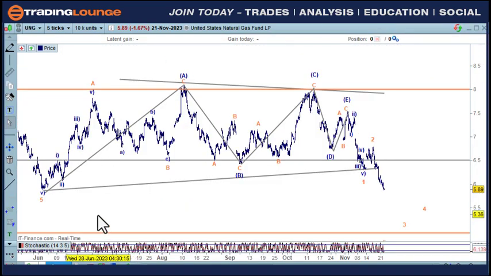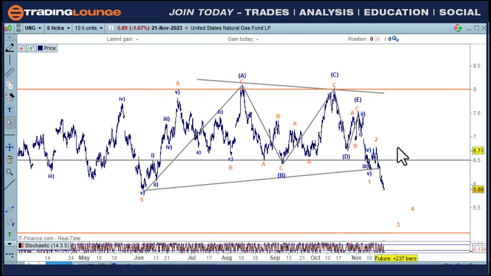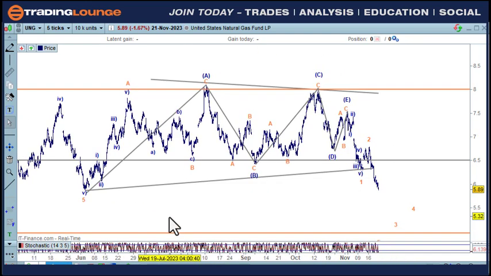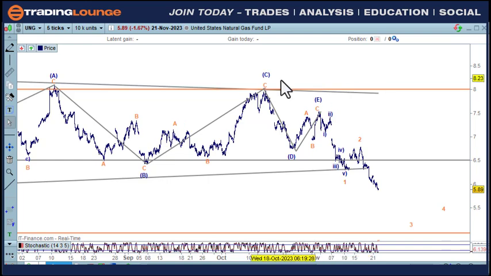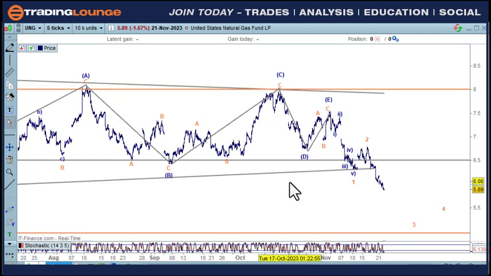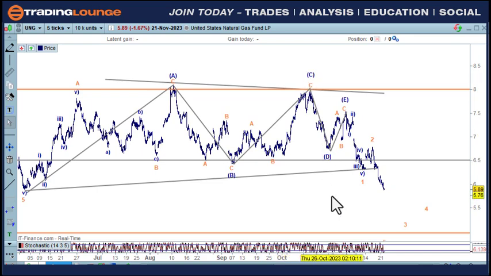Okay, over to natural gas. This is the United States Natural Gas Fund. We've talked about this a lot, of this particular pattern being a triangle pattern of an A and a B and a C, and I had a bit of difficulty. I got it okay-ish here, but there were some variations that it could have been because it was just getting a little bit small at this point.